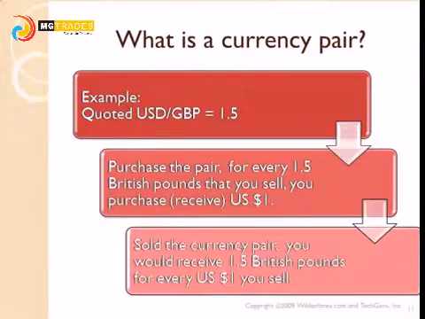For example, we quoted the USD GBP at 1.5. To purchase the pair, for every 1.5 British pounds that you sell, you receive $1. When you sold the currency pair, you would receive 1.5 British pounds for every $1 you sell. The base currency would be the USD, the quote currency would be the GBP.